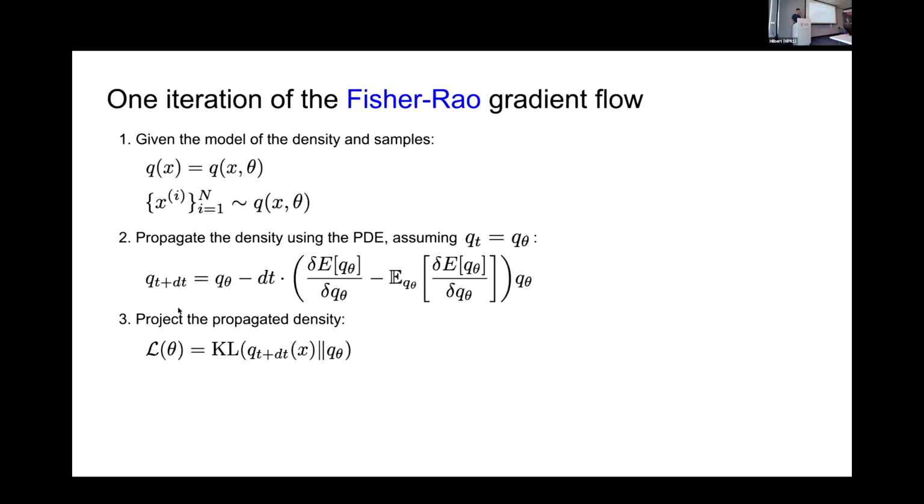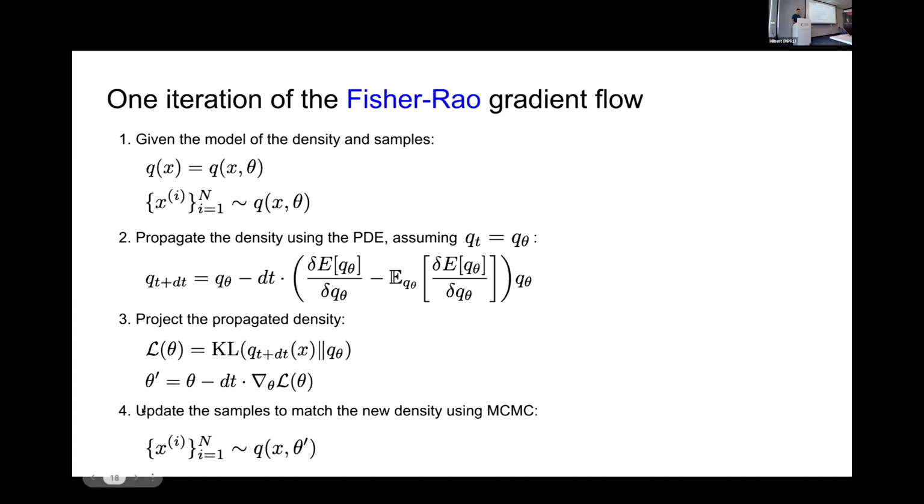Then we define the following loss. This is KL between q_{t+dt} and our parametric model q_theta. And we update our parameters according to this loss. Then of course we need to propagate samples further, right? Because we updated the parameters. So it might look different, but this is actually what quantum variational Monte Carlo does. Putting these two lines together will yield the quantum variational Monte Carlo algorithm.